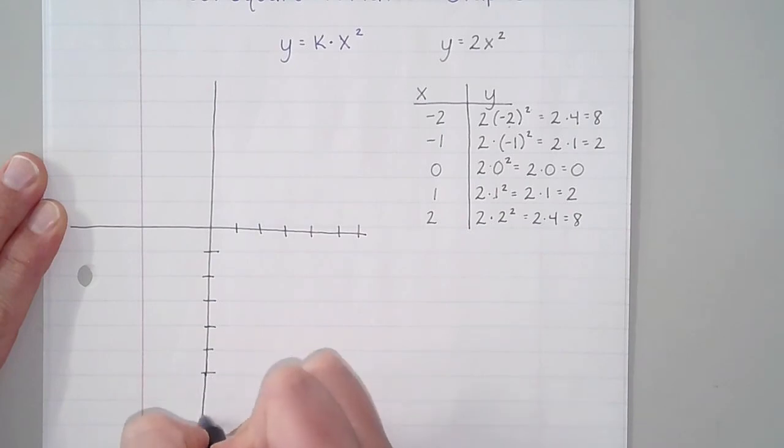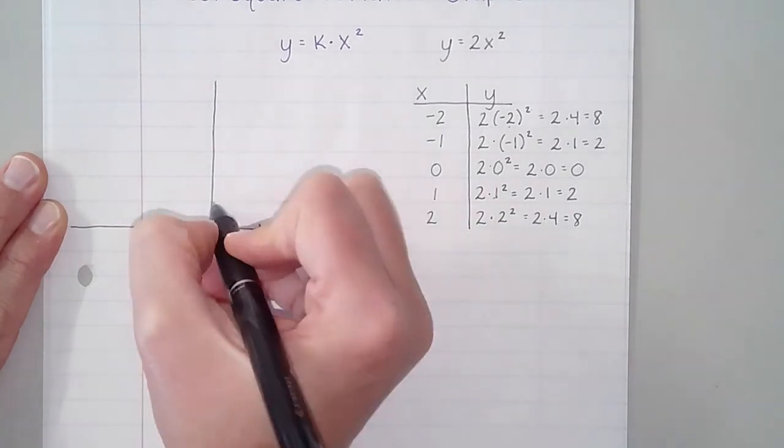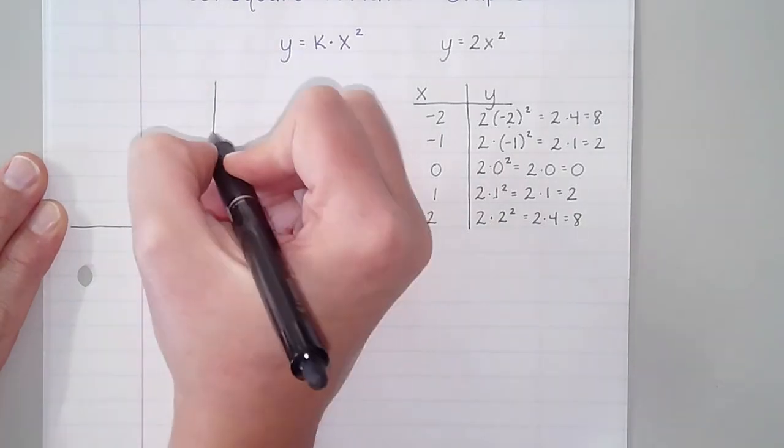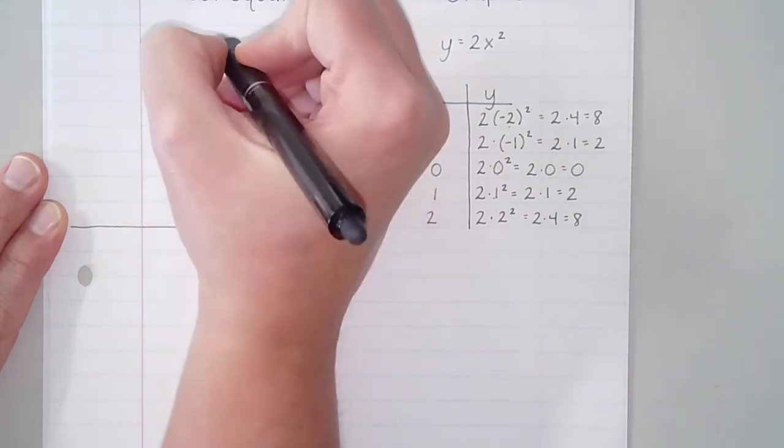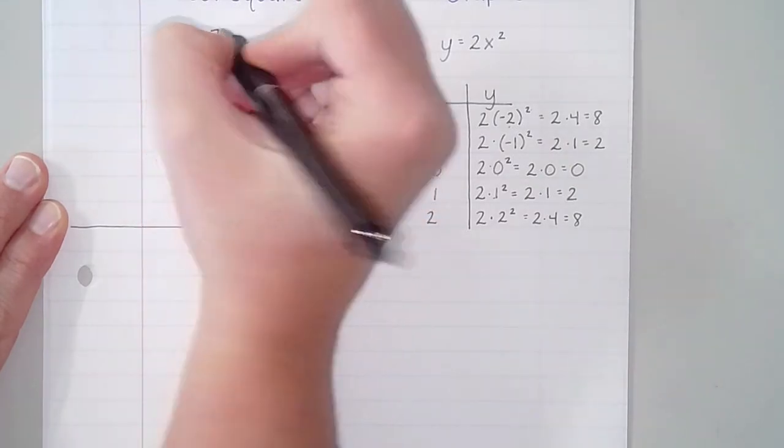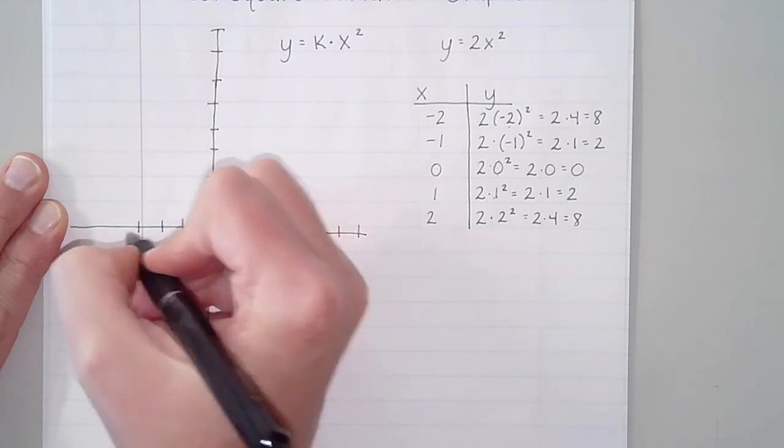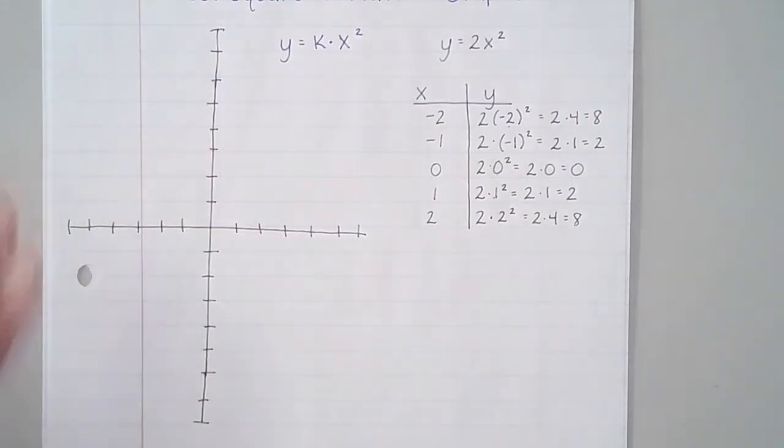Oh, didn't go down quite low enough. We need to go to 8 here. 3, 4, 5, 6. Okay, tried to space things out appropriately there.